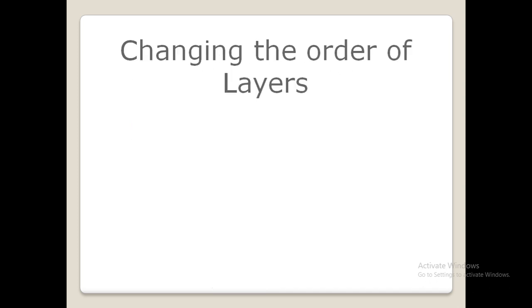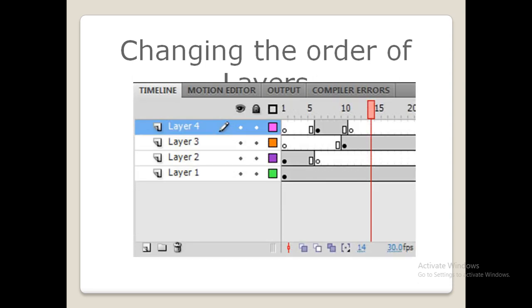Next, coming to changing the order of layers. The sequence of layers on the timeline can be changed. The layer on the top is the first layer to be displayed in a movie, and the rest of the layers follow as per their position on the timeline. So in such a situation, objects or images in a higher layer appear in front of the objects in the layers below them.